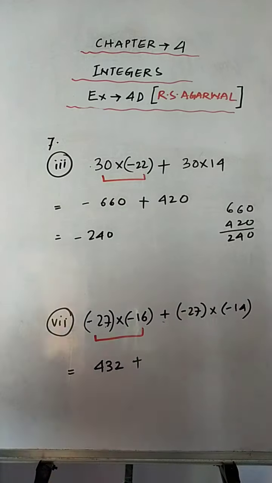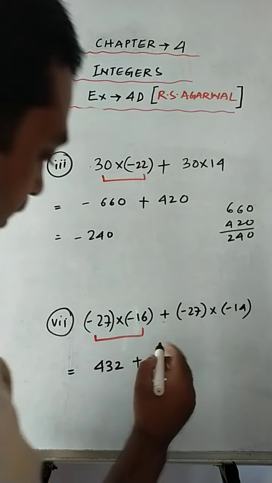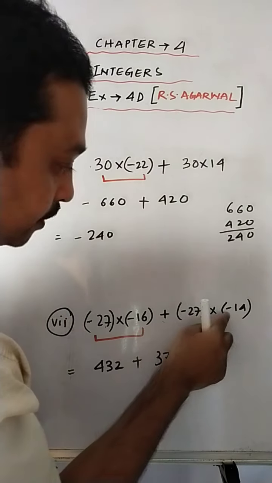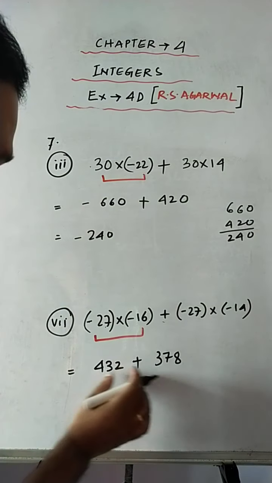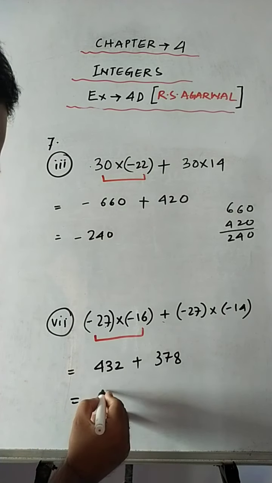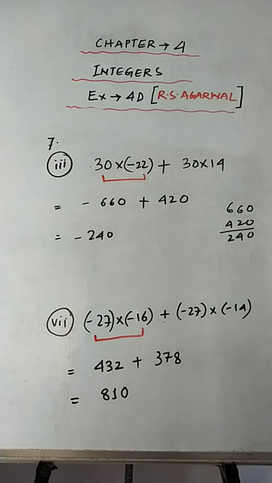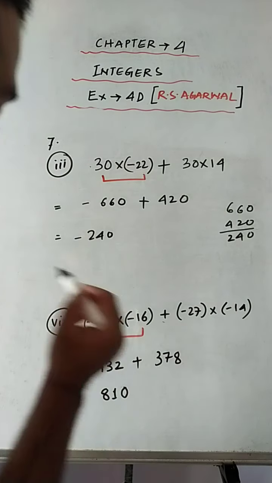Now what will be the result? 27 into 14. So the product of 27 into 14 would be 378. Okay, that is minus into minus is again plus. 27 into 14 is 378. Now finally we have to add these. So the answer would be 810, isn't it? 432 plus 378 is 810.